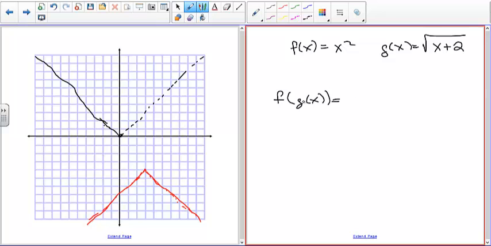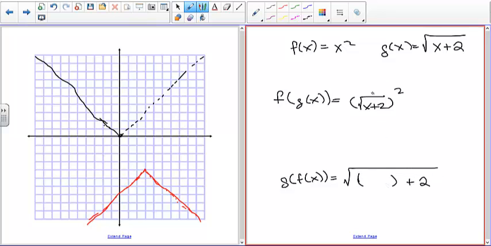So you take f of x, and instead of having x, you put in g of x. So you get the square root of x plus 2, quantity squared, and then you've got g of f of x. So you take g of x, where you have x, you put a parenthesis, and so we take f of x and we stick that in there.